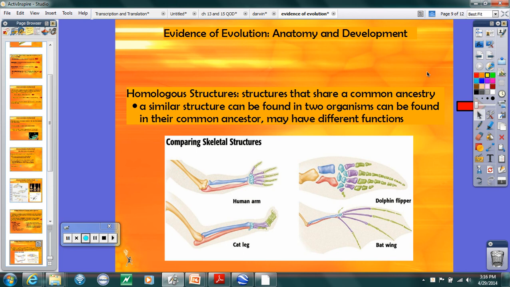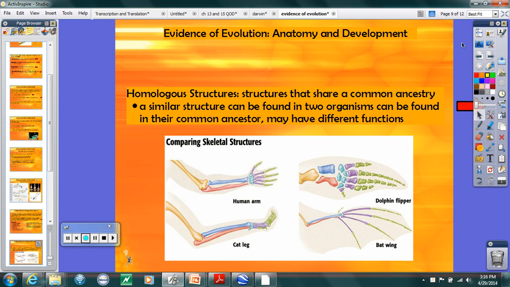So what this is showing is homologous structures. This is comparing a human arm, a cat leg, a dolphin flipper, and a bat wing. And this is color-coded, and you can see that in the leg, the arm, the flipper, and the wing, there are homologous structures. This is all due to a common ancestor.